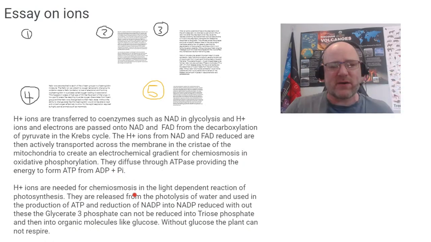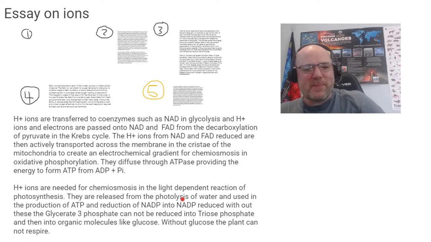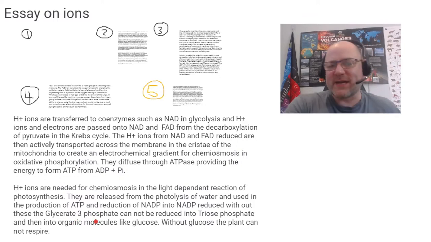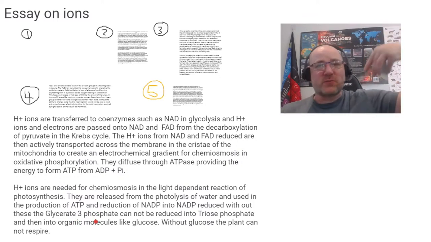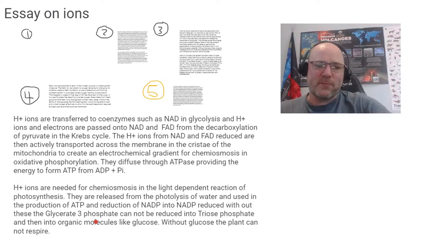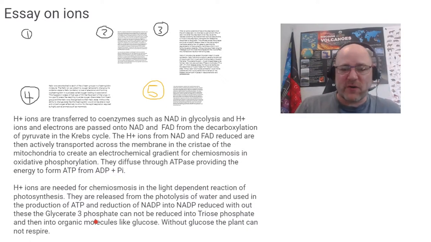I put a little bit of the detail here. You really want to make it A-level detail. Talk specifically about A-level molecules you've learned about and processes. Like, hydrogen ions are released from photolysis in the light independent reaction. And then we want to use words like NADP and NADP reduced. And we want to say that basically, if we didn't have hydrogen ions, we couldn't make ATP. And therefore, if we couldn't make ATP, we wouldn't be able to turn glycerate 3-phosphate, GP, into triose phosphate, TP.